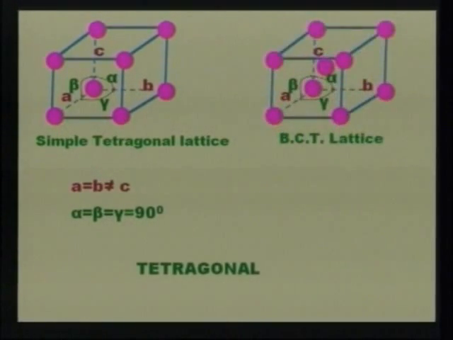Now you can see another type, that is in the same tetragonal group. This is the body centered tetragonal lattice. Here in this lattice an atom is arranged in the center of the body. That is why it is called body centered tetragonal lattice.